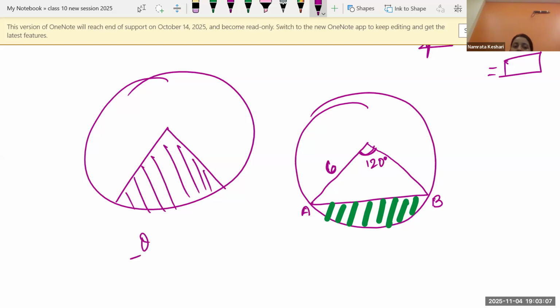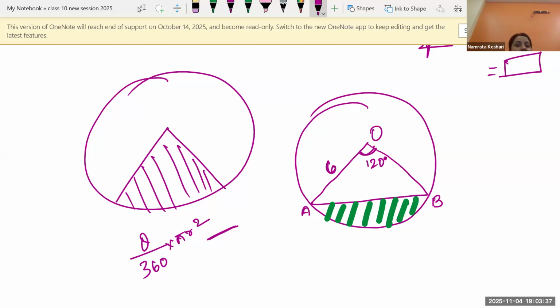Okay, theta by 360 into pi r square, that will give you the area of the complete sector. But actually you don't want to find the area of the sector. You just want to find this green colored area. Completely you don't want to find the area. So from this sector's area you will subtract the triangle's area. Which triangle? This triangle. Triangle OAB area you have to subtract from the sector's area.